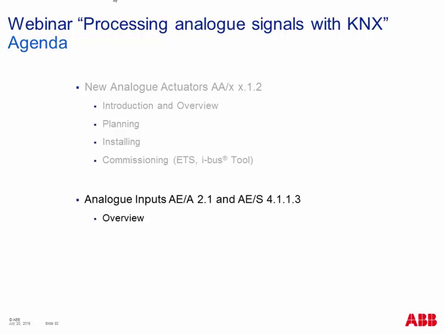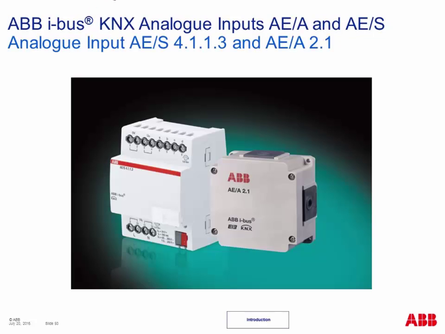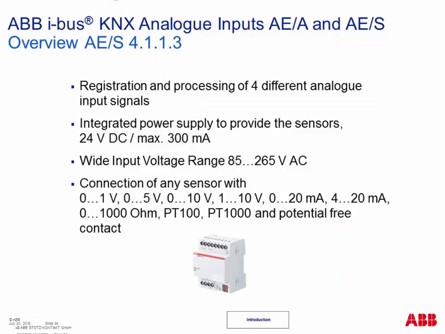Some information about our analog inputs, only as a reminder. We have two analog inputs. Let me remind you, these are the two devices. One is for DIN rail installation with four analog inputs, and again one device with two analog inputs for decentralized installation. So with the analog input DIN rail component, we have four analog input signals.